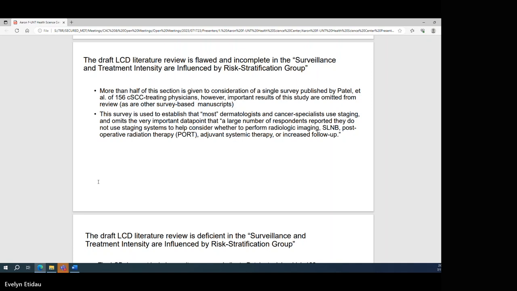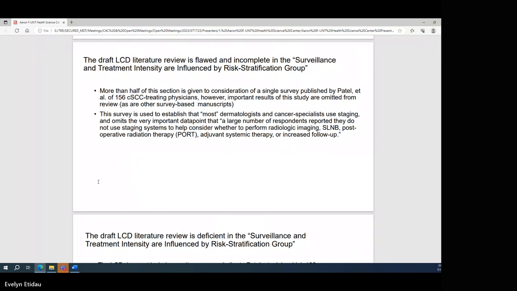Of 156 physicians. However, the important results of this study are actually omitted from the review. The survey is used to establish that most dermatologists or cancer specialists are using staging, and it omits this very important point that a large number of respondents actually reported they do not use staging systems to help consider whether they're going to do imaging, sentinel node radiation, or other management changes.